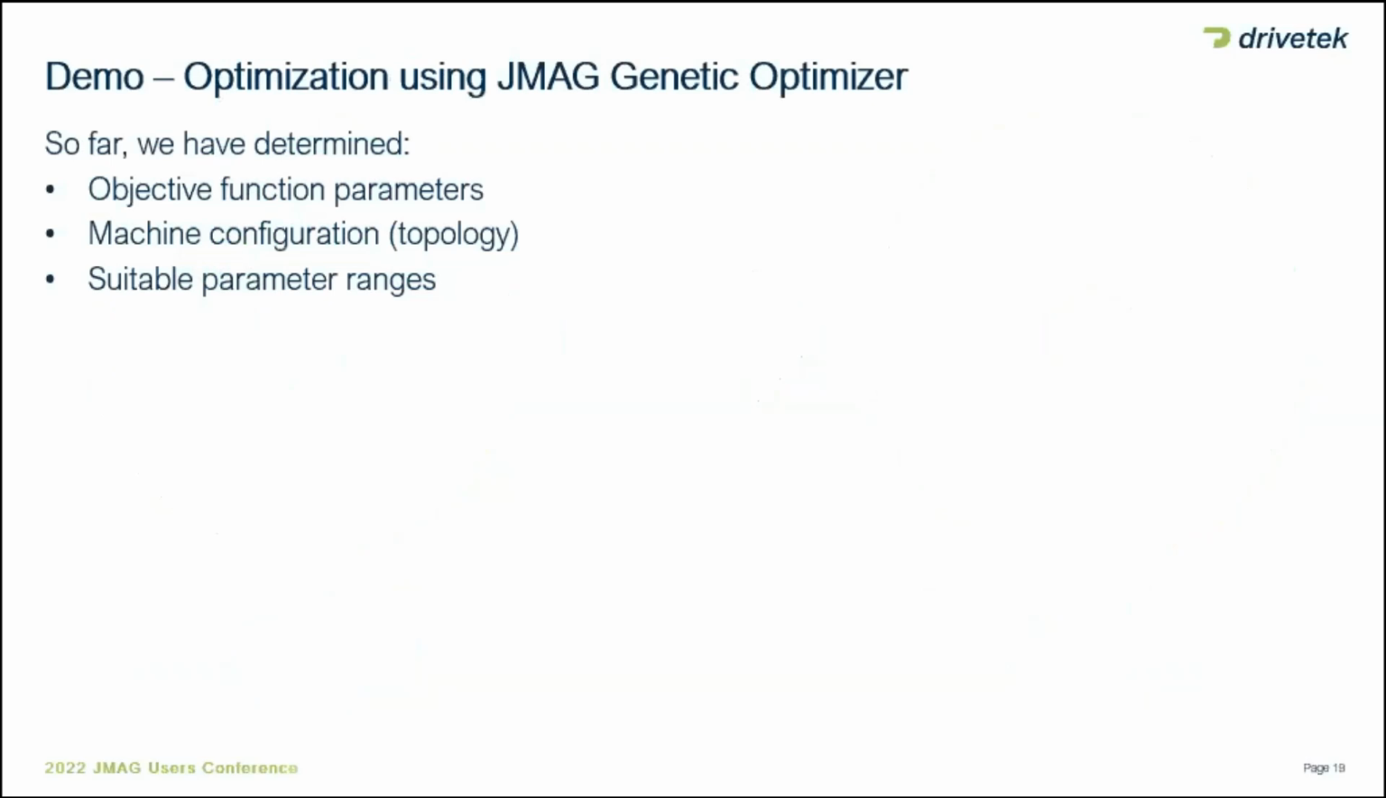Okay, so far we have determined our objective function parameters, so the target weights. We have set the machine topology, and we've seen that it may be optimal or suiting our application, and we have selected a suitable parameter range. So at this point, we can actually start using the optimization loop.